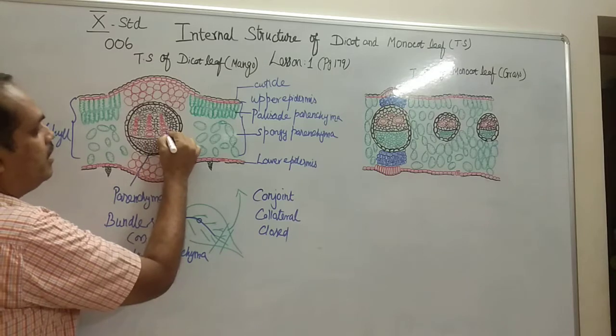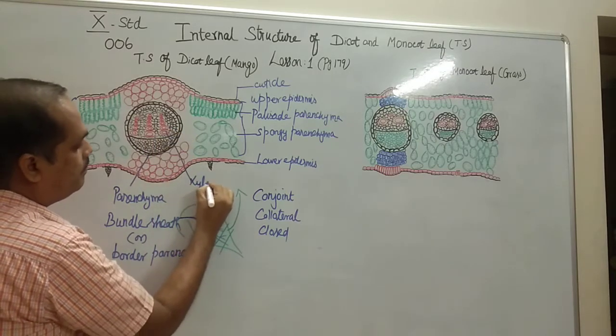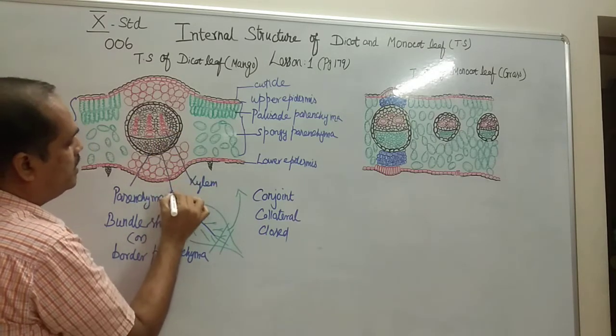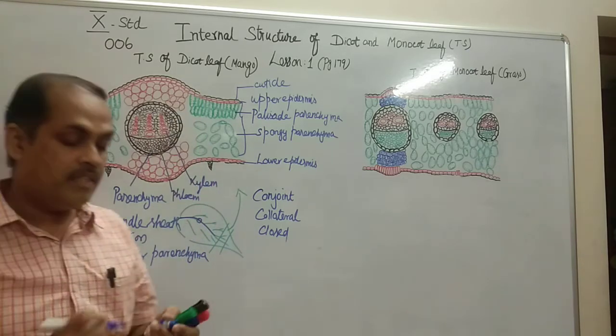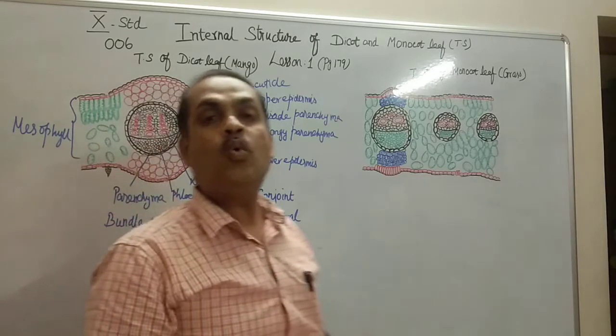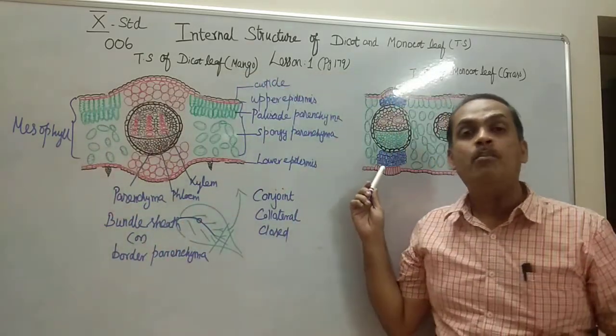So this red color region is called xylem and this one is the phloem. So that's all about the internal structure of the dicot leaf. Let us move on to the internal structure of a monocot leaf.